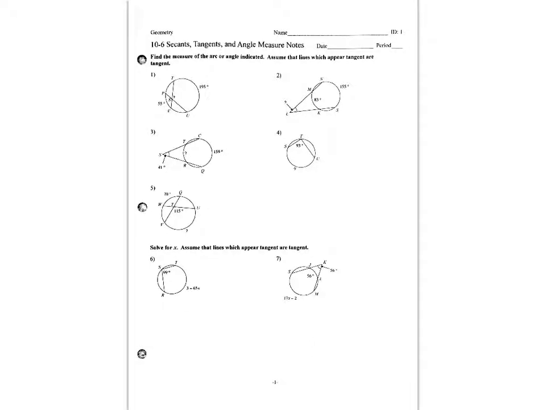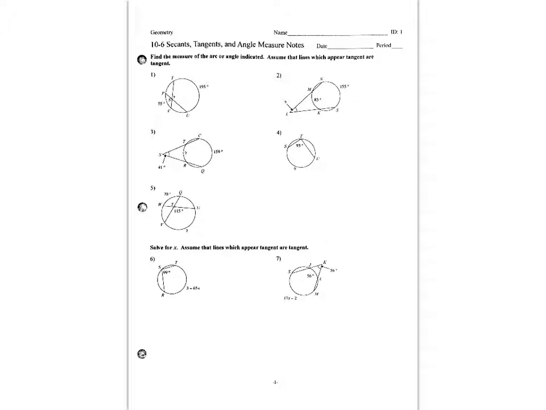Okay, 10.6, secants, tangents, and angle measures. What is a secant? A secant is just a segment that starts outside the circle and goes into the circle. Remember, a chord is a segment in the circle, and a tangent is a segment that touches the circle at only one point.